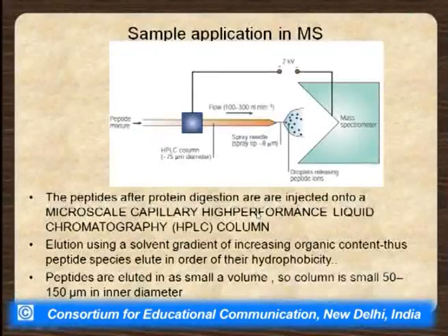So, how is the sample taken up in a mass spectrometer? The peptides after protein digestion are injected into a micro scale capillary HPLC column. This is a very small column of very low diameter, around 50 to 150 micrometers only, and this way the peptides are eluted in a very small volume using a solvent gradient of increasing organic content. Firstly, the peptides will emerge in order of their hydrophobicity, and many times very extensively hydrophobic peptides may even be retained in the column.